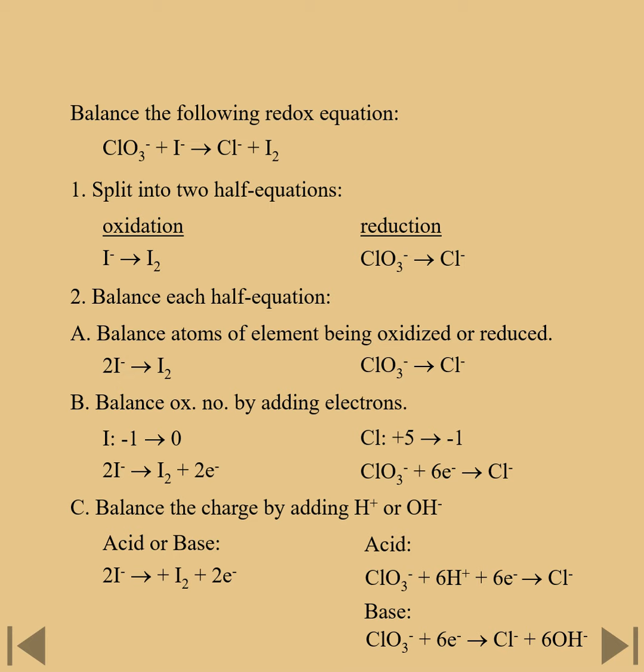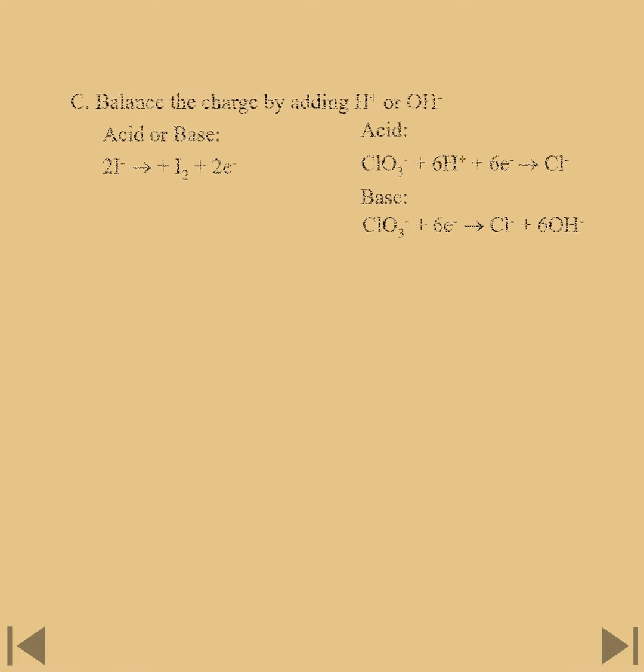So step 2C, balance the charge by adding hydrogen ions in an acid, hydroxide ions in a base. We add hydrogen ions to the side that needs more positives, and hydroxide ions to the side that needs more negatives. You rewrite this equation.